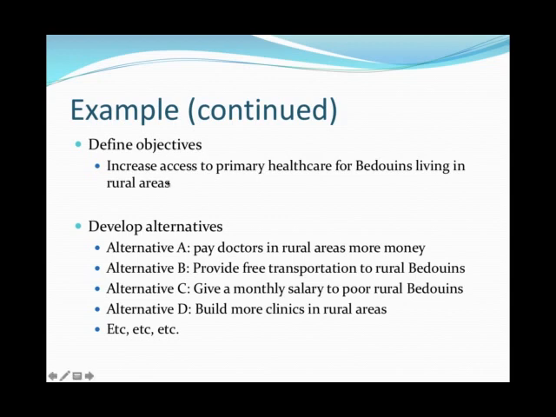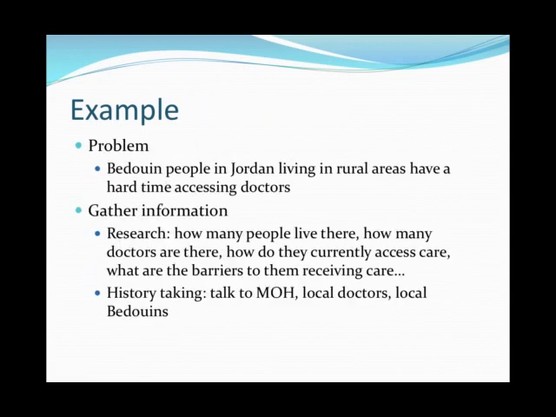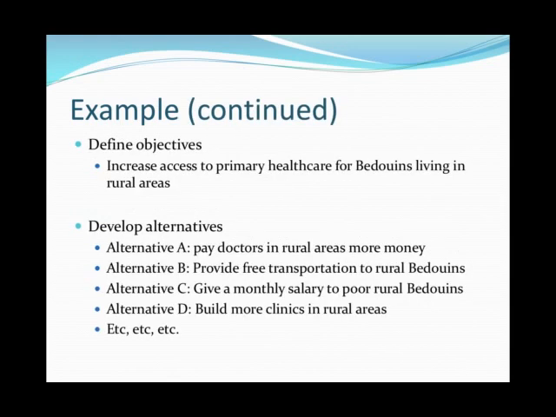Do we want them to have more access to surgeries? Do we want them to have more access to primary care doctors? Do we want their whole life expectancy to increase? So for right now, we're going to say we want to increase access to primary health care for Bedouins living in rural areas, meaning we want to make it easier for them to see a primary care doctor.